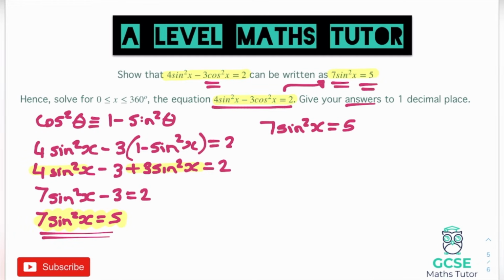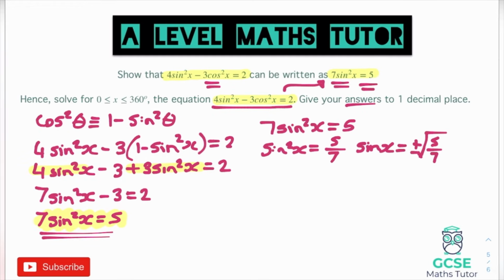So if we divide both sides by 7, we'll know what sine squared x is equal to. So sine squared x is equal to 5 over 7. Now to get what sine x is equal to, we just need to square root both sides. So we're going to have that sine x is equal to, and don't forget when you square root you have plus and minus, so plus and minus the square root of 5 over 7. So there we go, that's what sine x is equal to, and now we can actually use our calculator to do shift sine and find the values there.